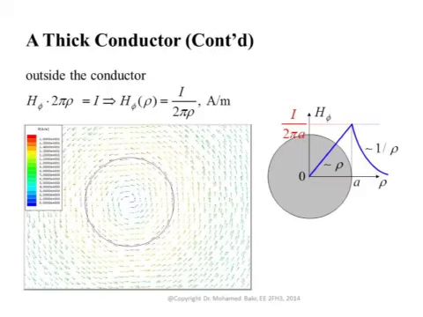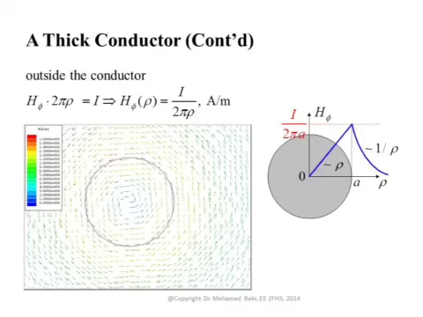The integral of H dot dl is equal to the current enclosed. The integral of H dot dl is equal to H phi multiplied by 2 pi rho. We took H phi out of the integral because it's constant. The current enclosed is I. It's independent of the length of the contour as long as rho is greater than a. So now we can simply say that H phi is equal to I over 2 pi rho, and you see that the magnetic field starts to decay as you go outside the wire.